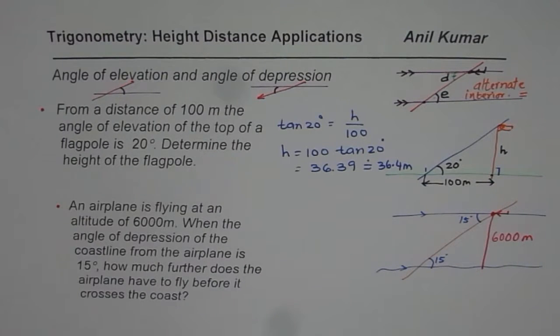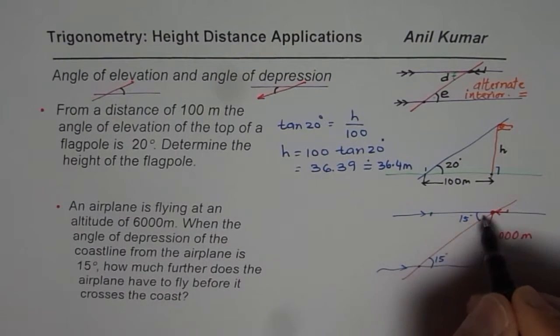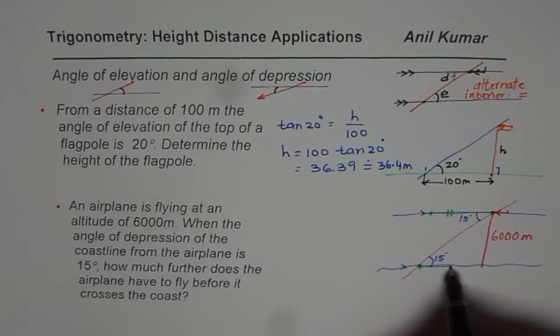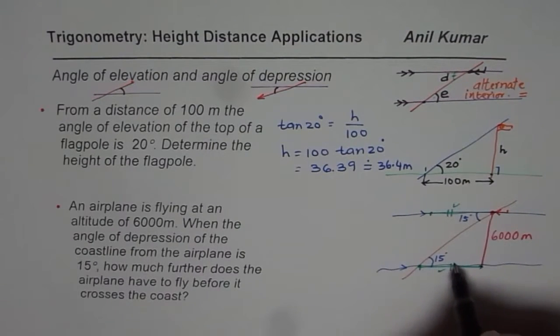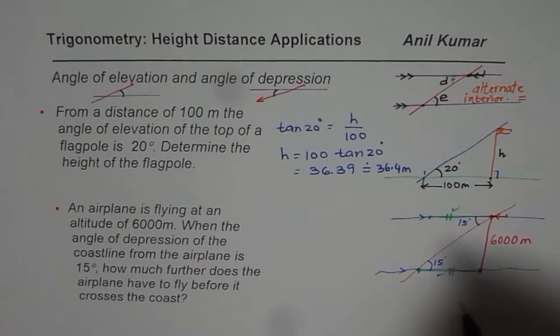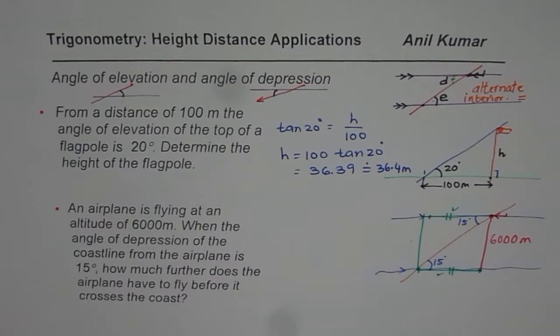Now what do we need to find? We need to find how much farther does the airplane have to fly before it crosses the coastline. So let's say this much farther, right? So this much farther, horizontal distance. Now that distance is also equal to this distance. Is that okay? So if we find this distance, it is okay because both are exactly same distances, right? Or you could actually consider this triangle also. Either way, it's the same thing. It becomes a rectangle, correct?